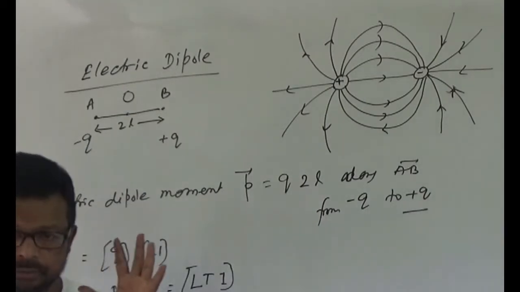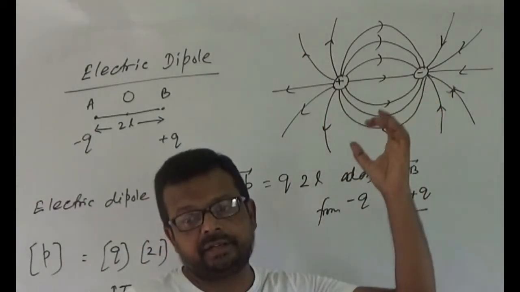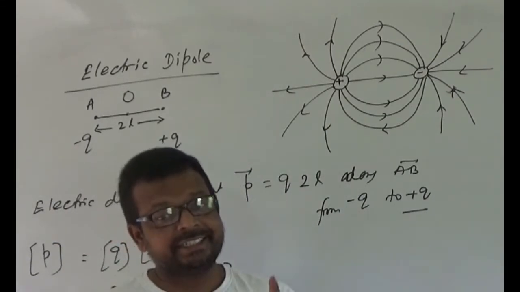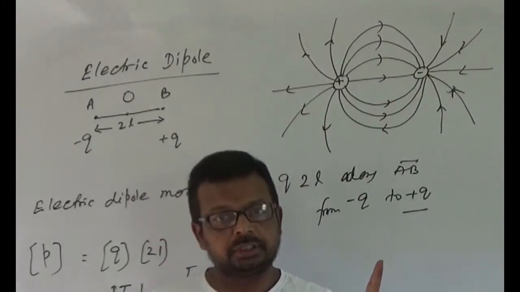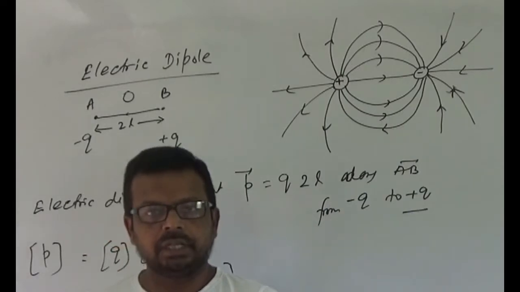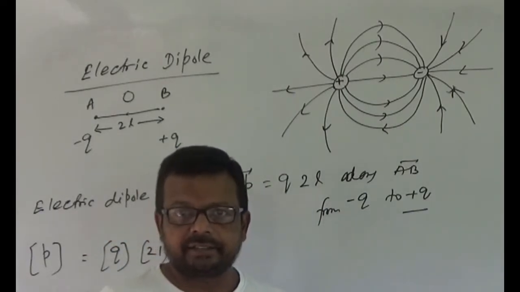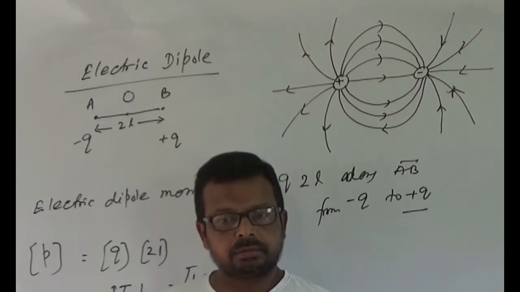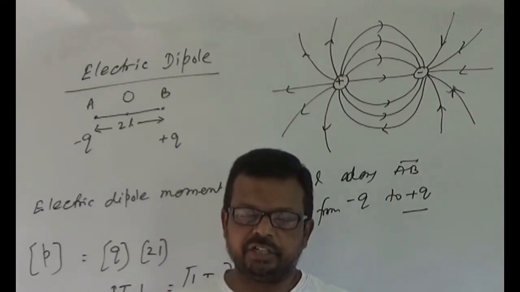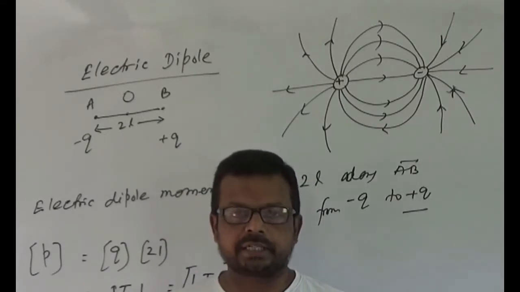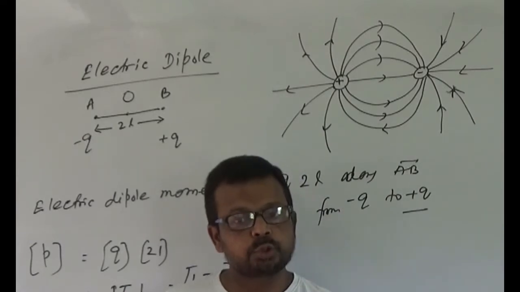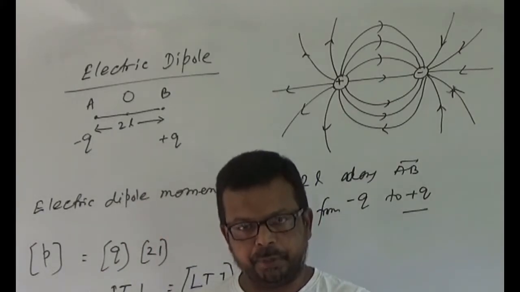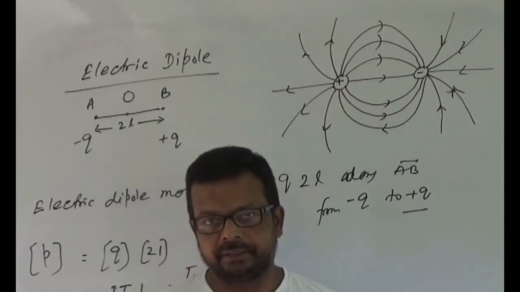Though the total charge of an electric dipole is zero, it is not necessary that the electric field due to the dipole is zero everywhere. Rather, we are going to calculate the electric field due to an electric dipole at different points. First, we calculate the electric field due to an electric dipole at two special points: first at the axial point, and then in the equatorial plane.